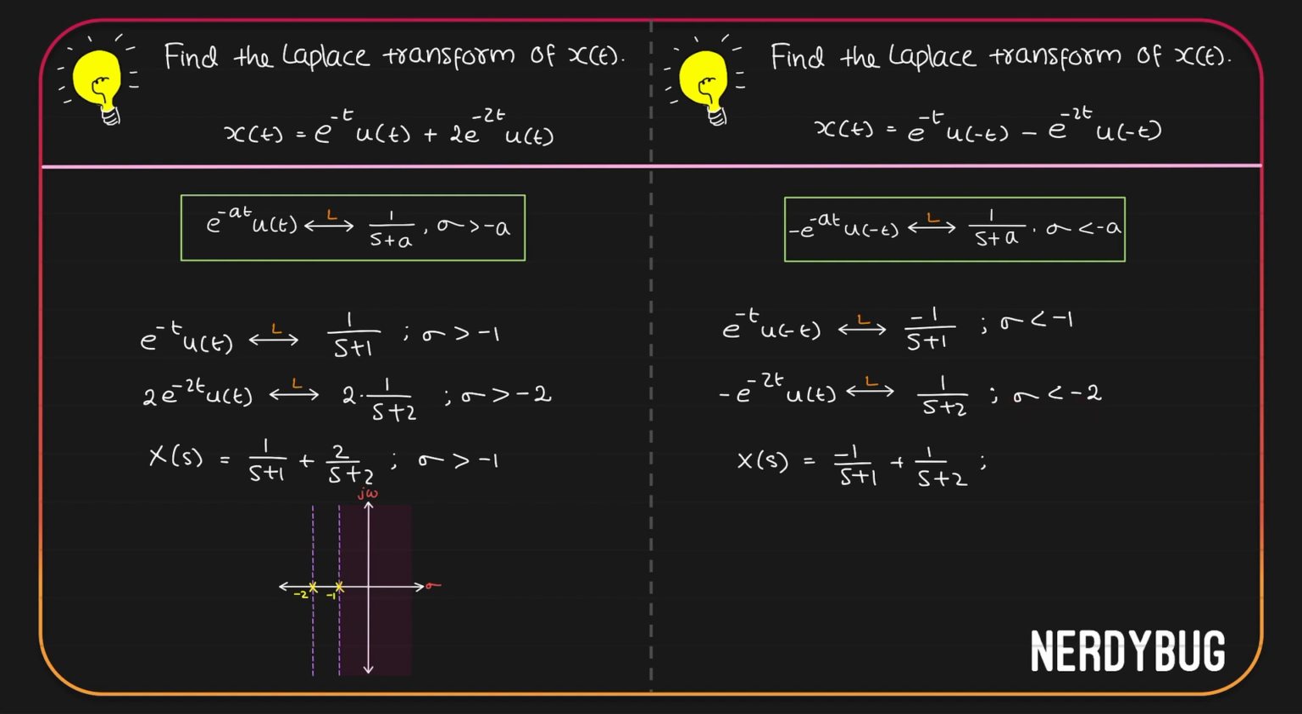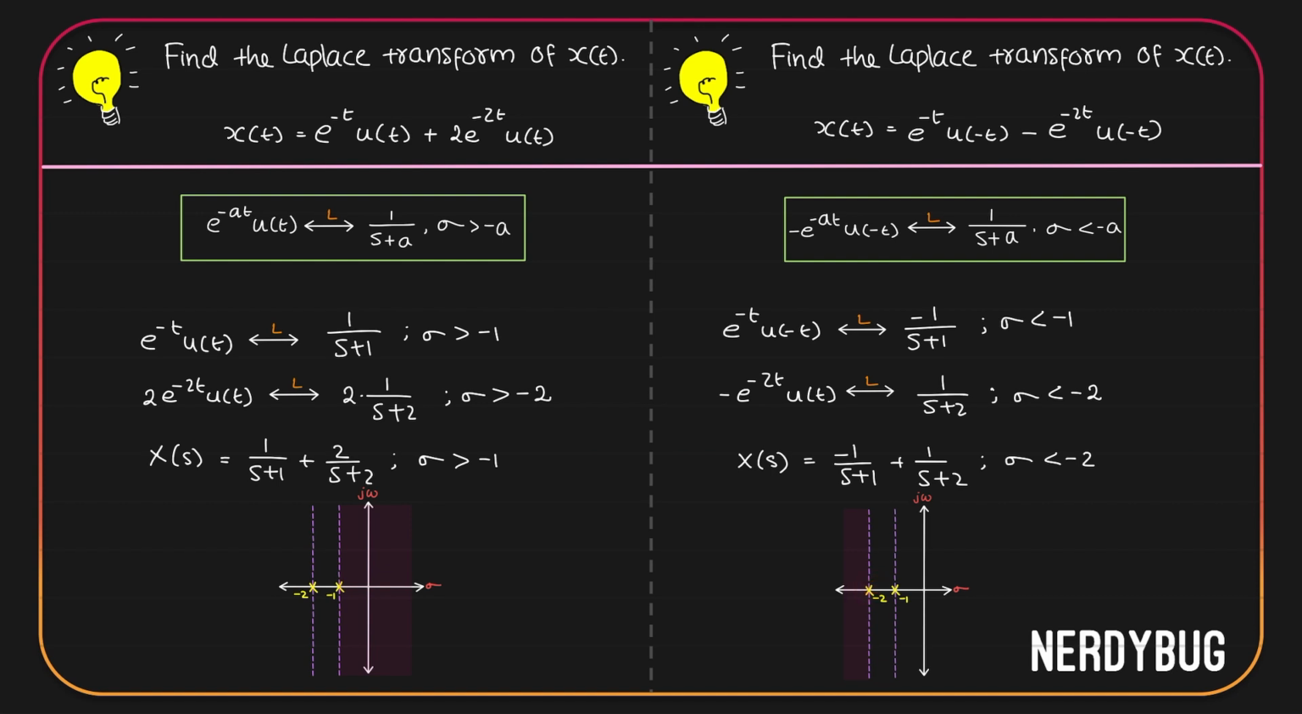So both of them will converge for sigma less than minus 2. Therefore, that will be the ROC of X(s). We can show this on the S-plane. X(s) has two poles, minus 1 and minus 2, and its ROC is from minus 2 towards the left. That is, its ROC is towards the left of the leftmost pole.